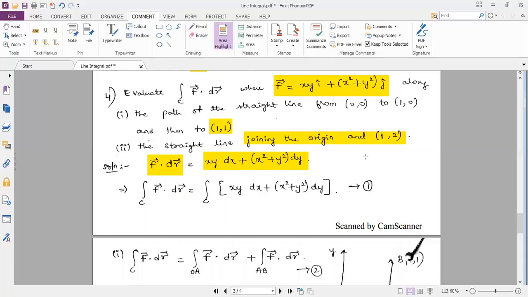There is no z component existing here. So the integral over C of f dot dr will be the integral over C of this entire expression, xy dx plus x square plus y square into dy. Let us denote this by equation 1.